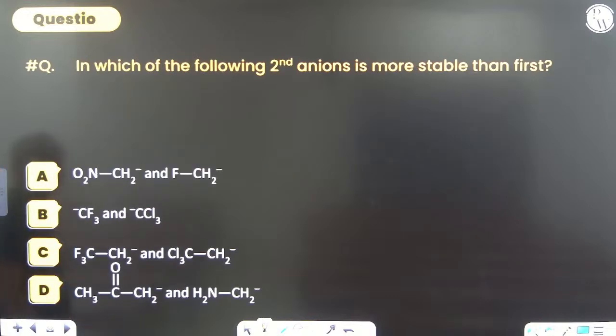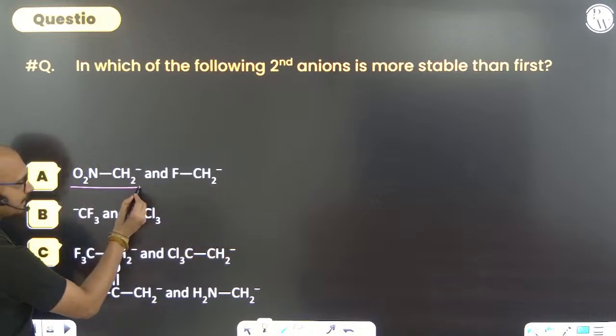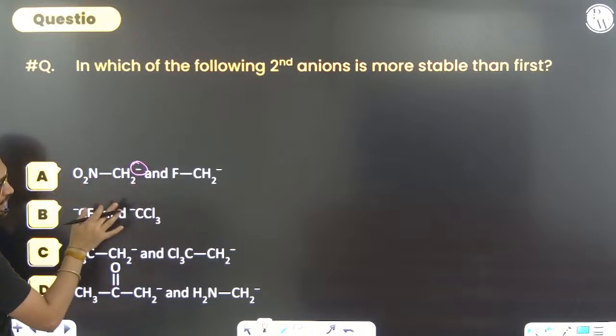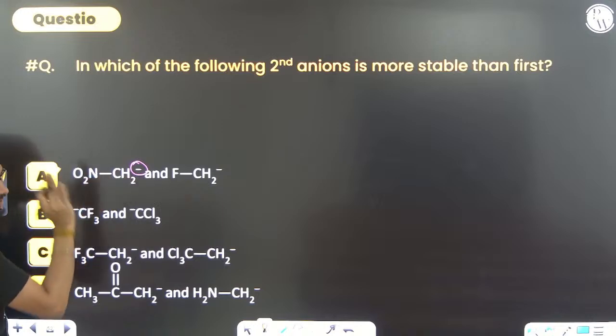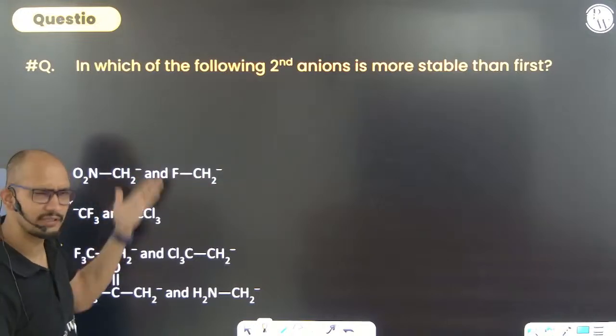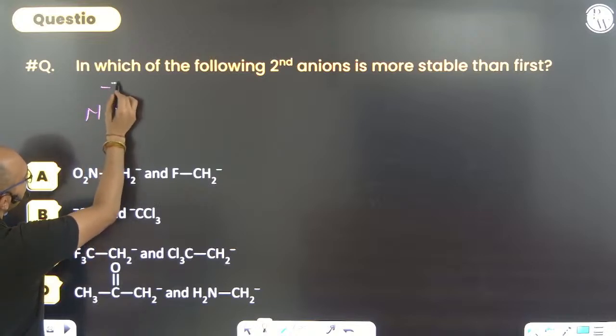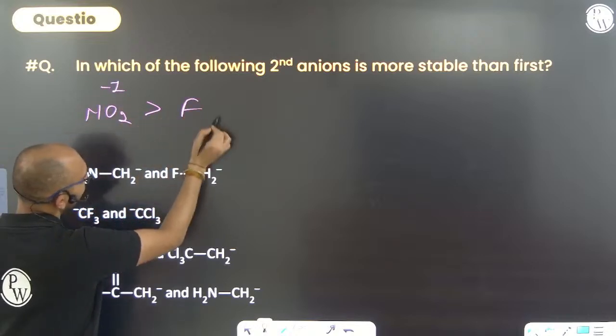Let's move ahead. Which of the following second ions is more stable than the first? Second means this one. Let's see what is happening here. Here it is a negative charge. Here it is NO2, and here it is CH2 minus. Even if you go by the minus I effect, the minus I of NO2 is more than that of fluorine.